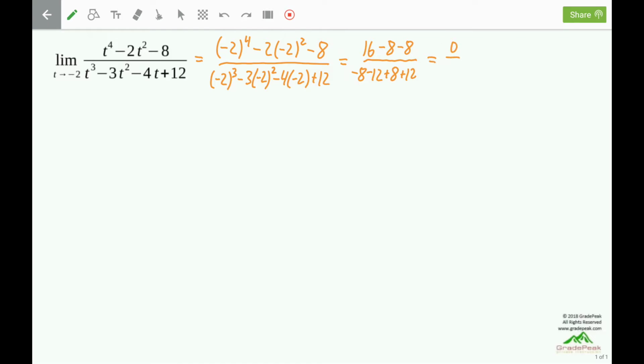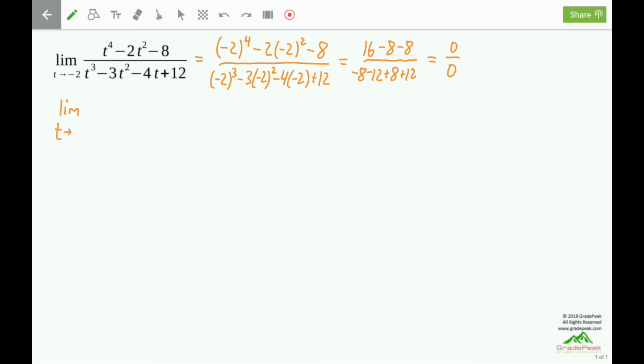In the denominator, the -8 and the positive 8 cancel, the -12 and the positive 12 cancel, and we also have a 0. We have a 0 over 0 indeterminate form. We need to rework this. Since these are power functions, we will rework this by the factor and cancel method.